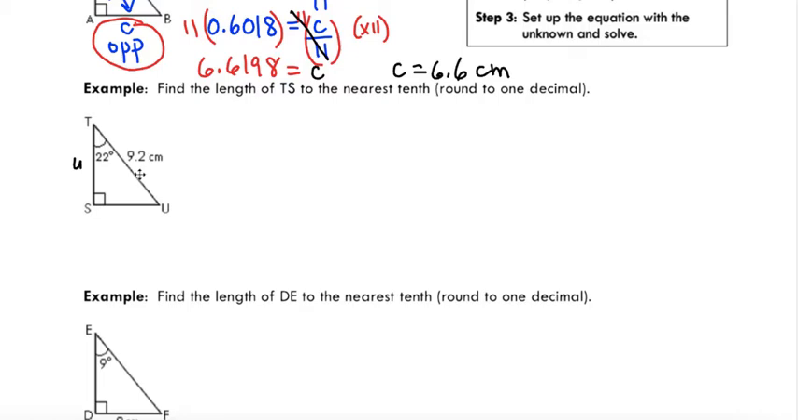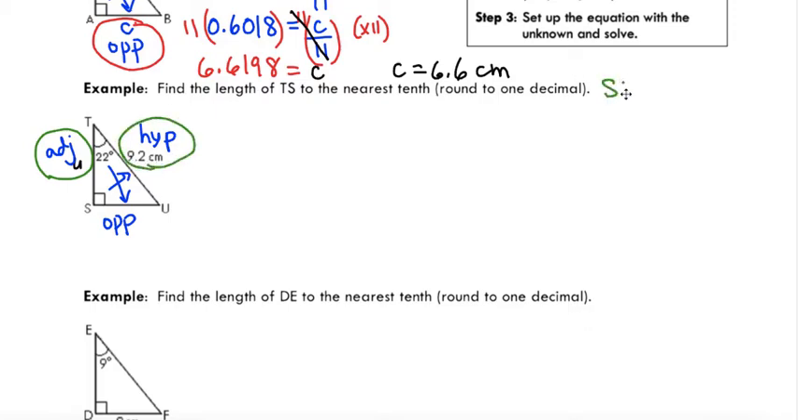The first thing I want to do is to label the sides of my triangle. Across from your right angle is your hypotenuse. Across from your given angle is the opposite side, and the side right beside the angle is the adjacent. Now we have to figure out what I'm trying to find. Well, I'm trying to find the adjacent side, and I know the hypotenuse.